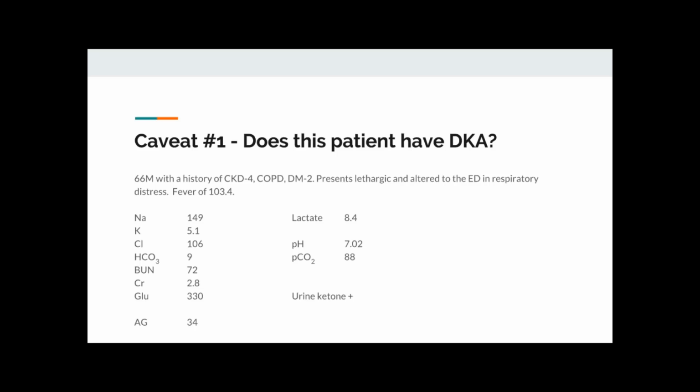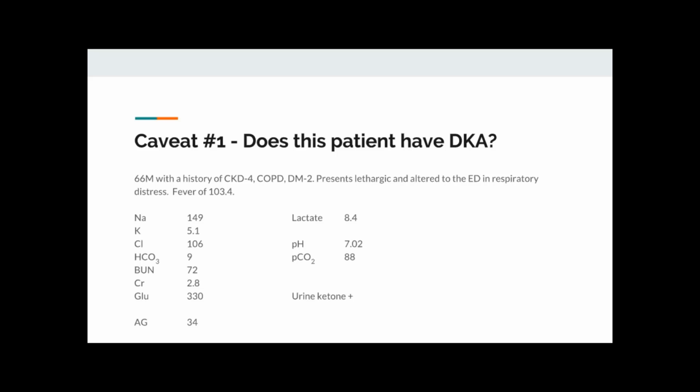So he's got a sodium of 149, a potassium of 5.1, his bicarb is 9, his BUN is 72, his glucose is 330, his anion gap is 34, he's got a really high lactate, he's acidotic in his BBG, his PCO2 is quite high, and his urine ketones are positive. Okay, so does he have DKA? Okay, so he's got the criteria for the bicarb, he's got a high anion gap, he's got an elevated glucose, right? And we have the ketones, we have the D, the K, and the A, right?